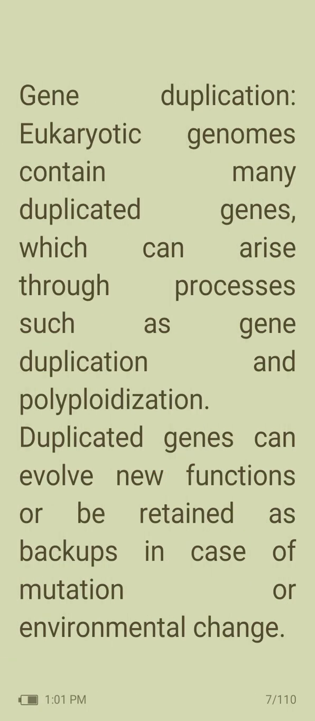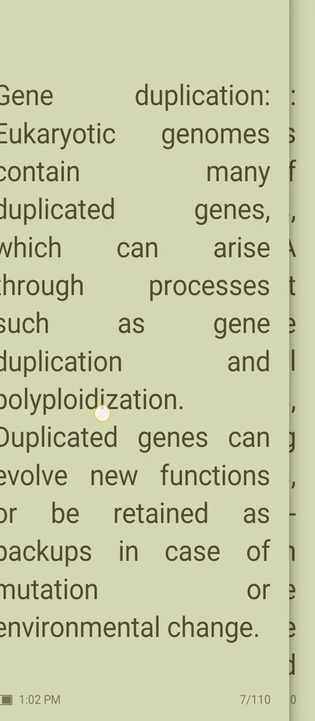Eukaryotic genomes contain many duplicated genes, which can arise through processes such as gene duplication and polyploidization. Then duplicated genes can evolve new functions or be retained as backups in case of mutation or environmental changes.